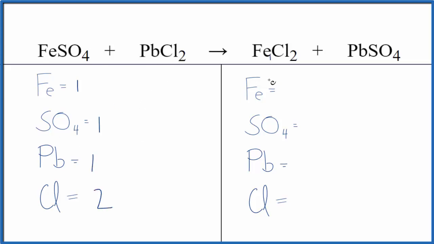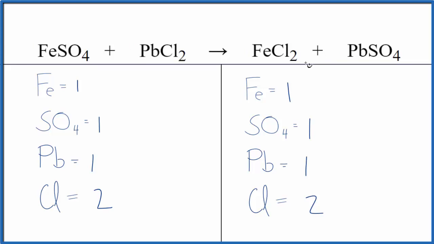Product side, we have the one iron, and then we have one sulfate ion here. We have one lead and two chlorines. And you'll notice that this equation is already balanced. If you wanted to report the coefficients, they would be 1, 1, 1, and 1. We don't write them by convention.